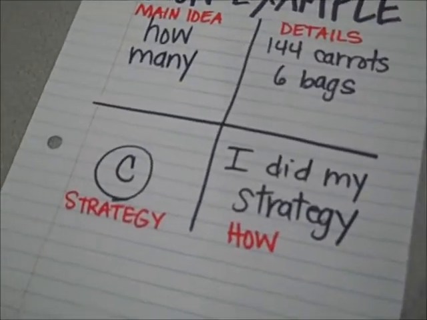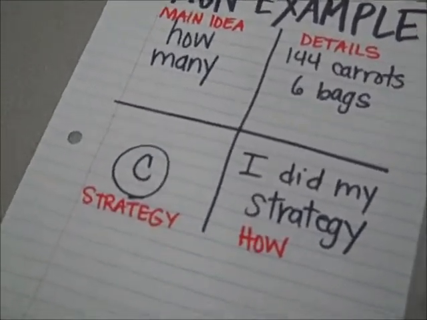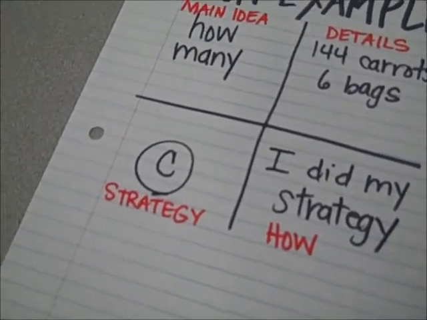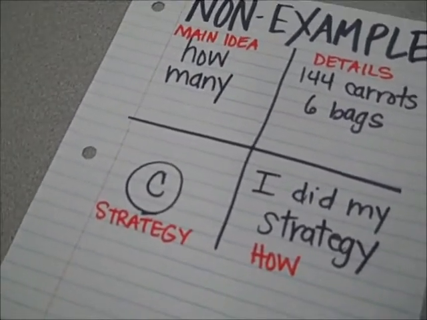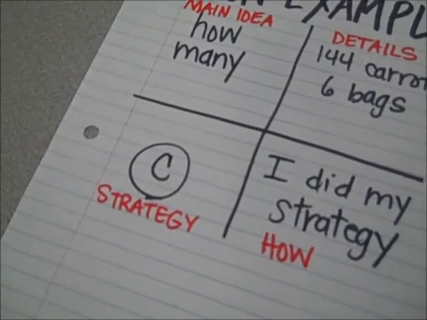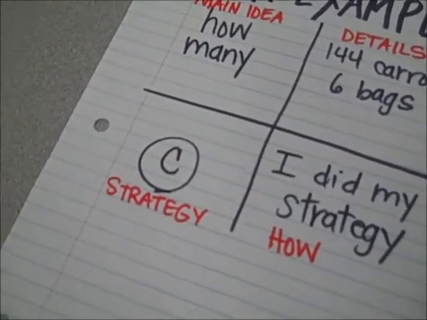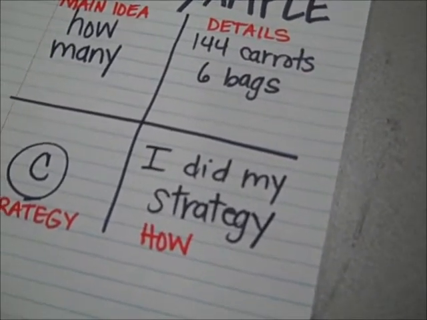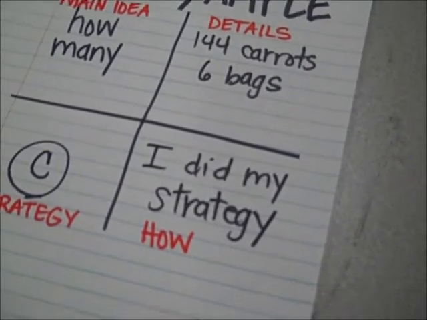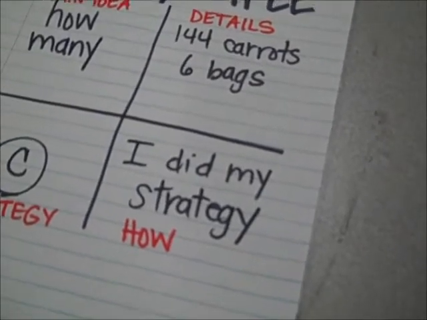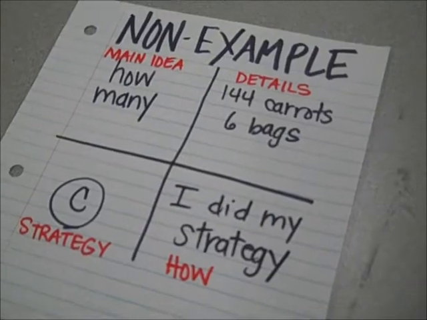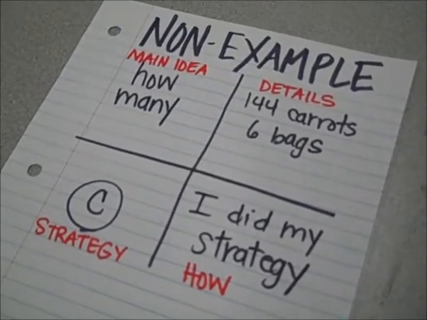Something that we teachers often see in the strategy section is the answer choice of the problem that they picked. That is not the strategy section. That's where the student should actually show the math that they are doing. And a lot of times in the how section, children will write, I did my strategy, but that doesn't tell mathematically what they did. So we really want to try to avoid students doing anything like this for their window pane.